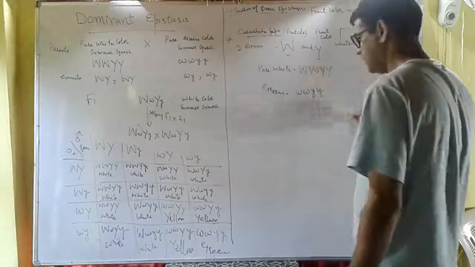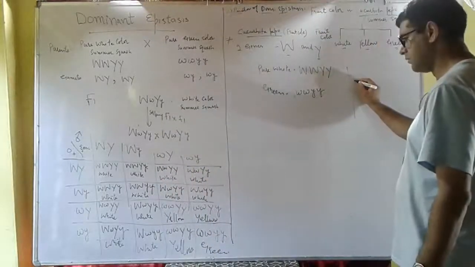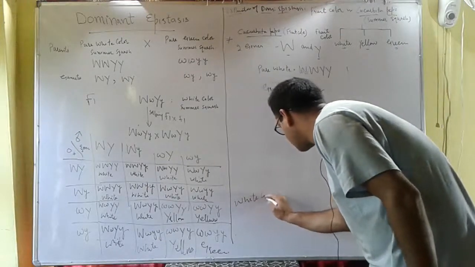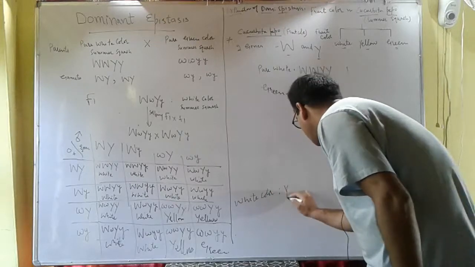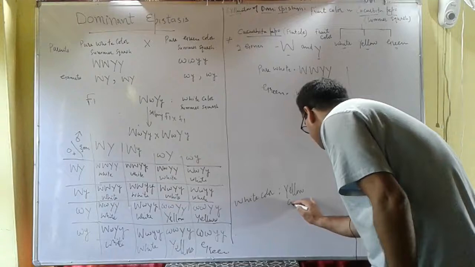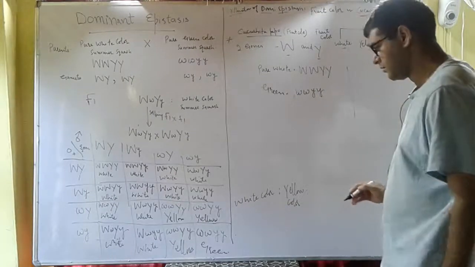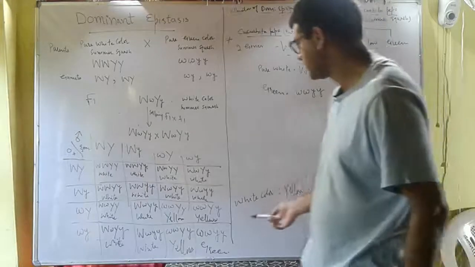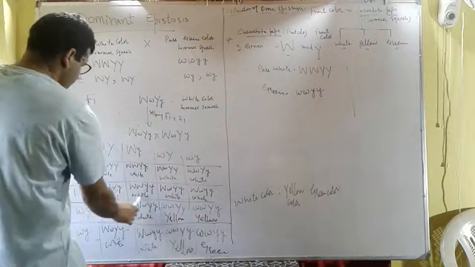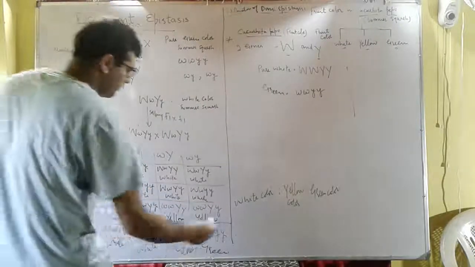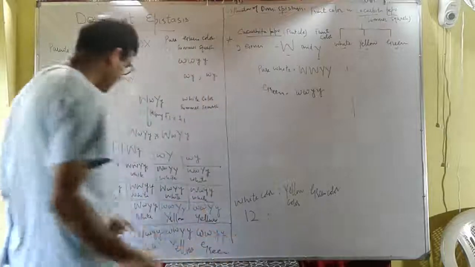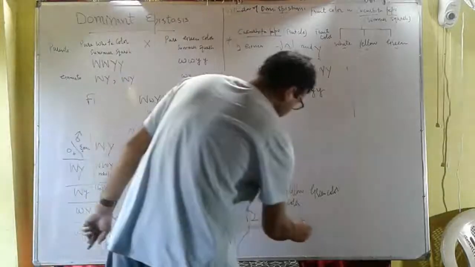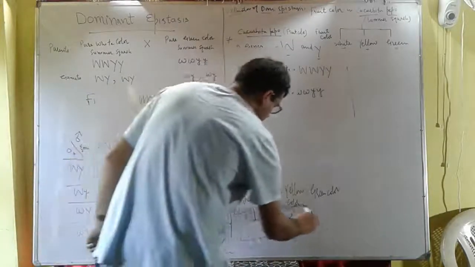So we have here white color summer squash is to yellow color summer squash is to green color summer squash. How many white are there? We have 1, 2, 3, 4, 5, 6, 7, 8, 9, 10, 11, 12. We have 12 white summer squash. How many yellow? 1, 2 and 3 yellow color summer squash, and green 1. So this is 12:3:1.